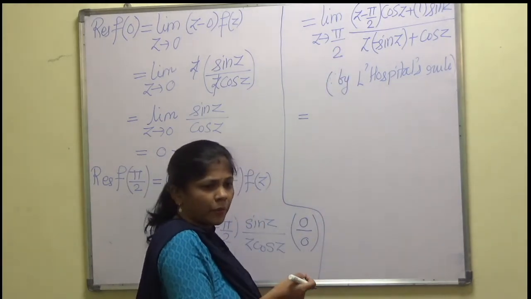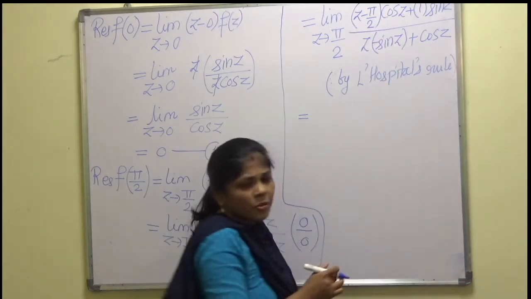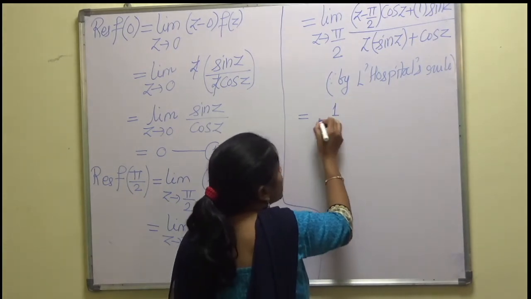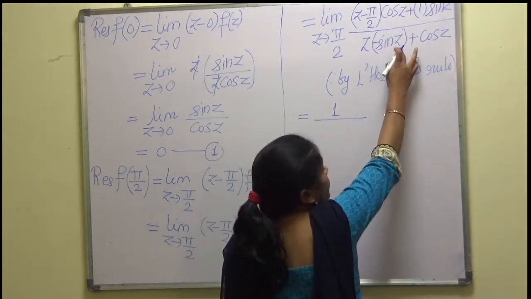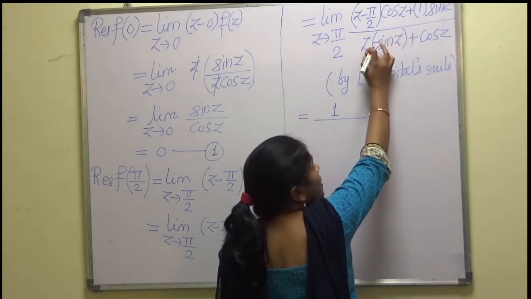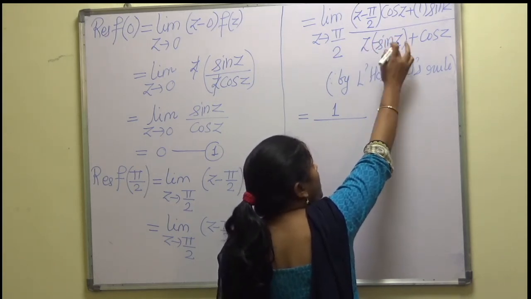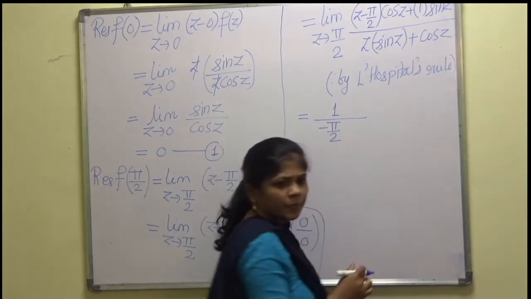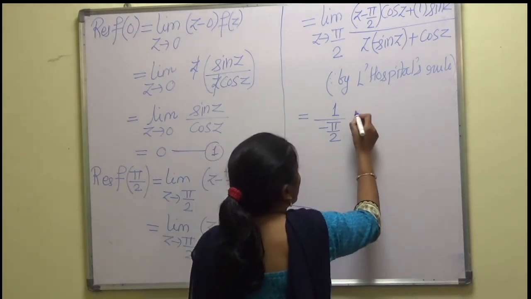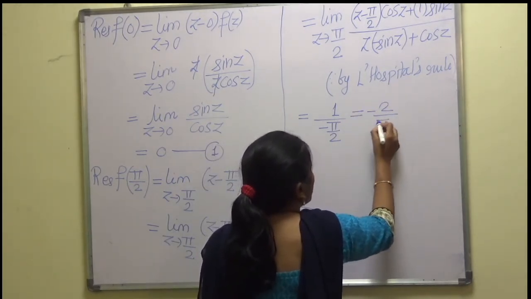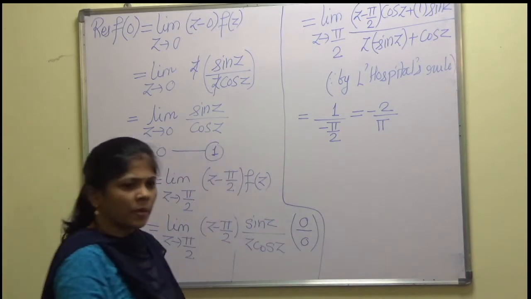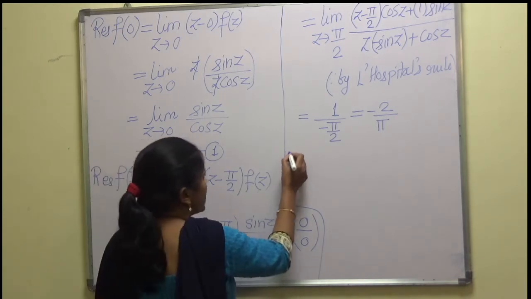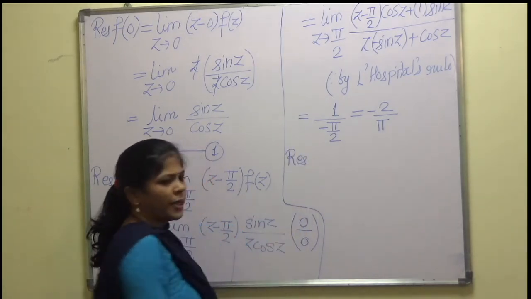Again apply the limit. Put z as pi by 2. So obviously the first term reduces to 0. Now what is sine of pi by 2? Sine of pi by 2 is 1. So minus, again z is pi by 2, so minus pi by 2 into 1 is minus pi by 2. And cos of pi by 2 is 0. So in this way we are getting it as minus 2 by pi. Okay? Is this clear?